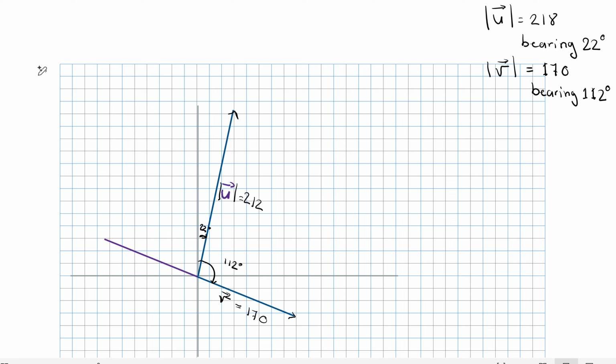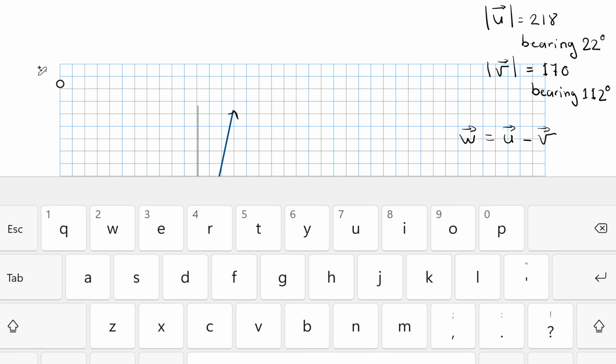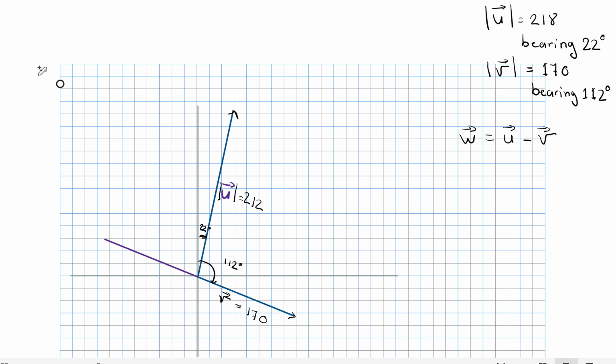But we want to find w, vector w, which is going to be u minus v, okay? So you had all of that right. You realize that this vector v has to go the other direction, right? So this is now going to be negative vector v. It's still going to be a magnitude of 170.